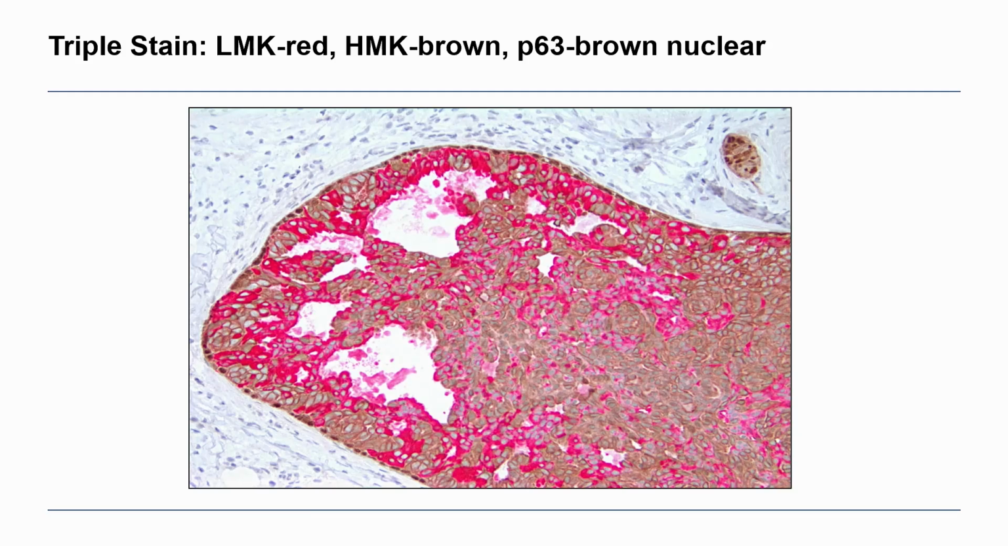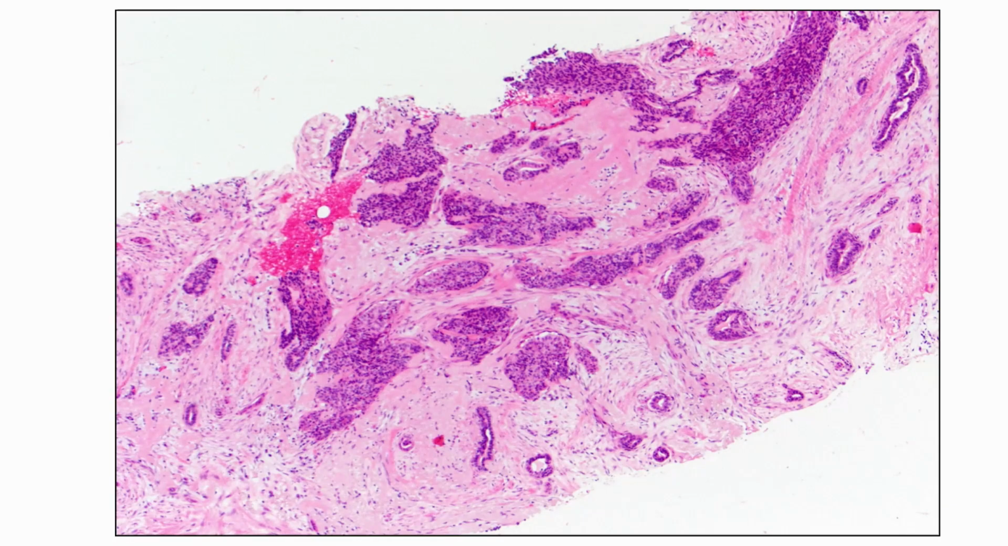Triple stains can also be helpful because you'll have the myoepithelial cell layer in brown, both nuclear and cytoplasmic, and then both pink and brown for low and high molecular weight keratins in usual ductal hyperplasia.